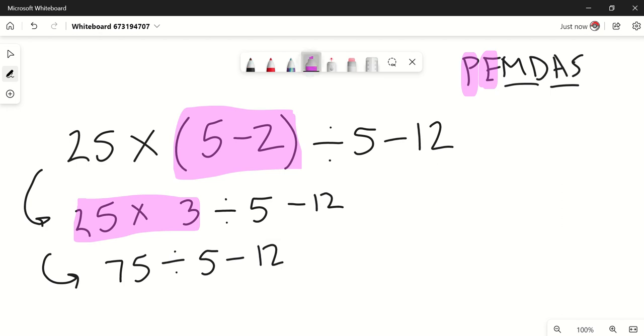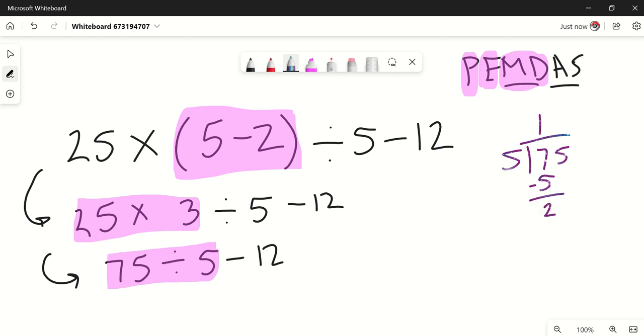I am still on multiplication and division, and I do have another multiplication or division from left to right, and this is division here. 75 divided by 5. Now, sidebar. 5 will go into 7 one time. That will equal 5. That will be 2 left over.